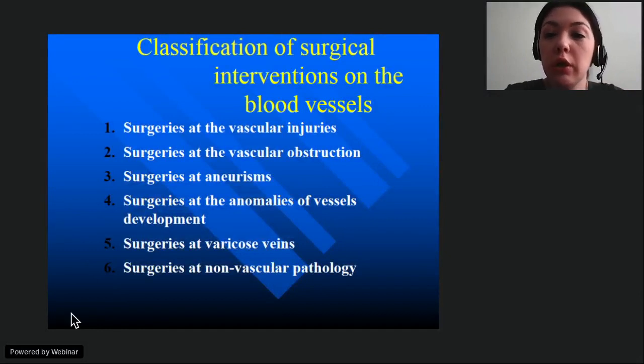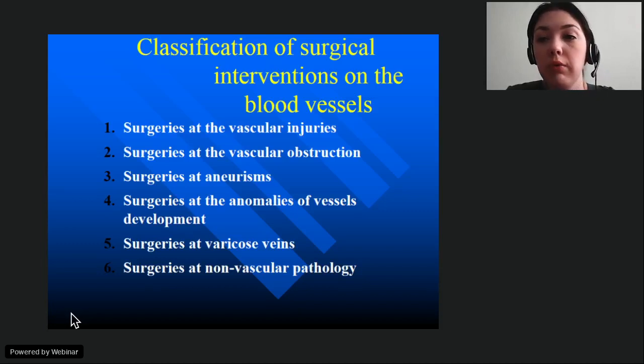So which surgical interventions on the blood vessels are distinguished? There are many of them. Mainly they are divided into 6 groups. These are surgeries at vascular injuries. These are usually urgent surgeries, emergency surgeries, according to the classification which we had at the previous lesson. Surgeries at vascular obstruction, also usually emergency. Then surgeries at aneurysm, which can be pre-planned, surgeries at anomalies of vessel development, surgeries at varicose veins, and surgeries at non-vascular pathology.